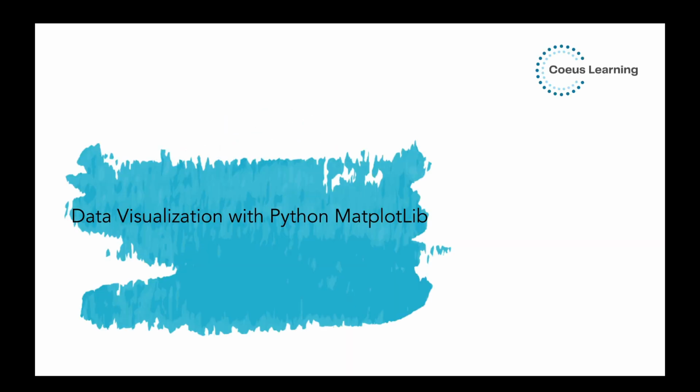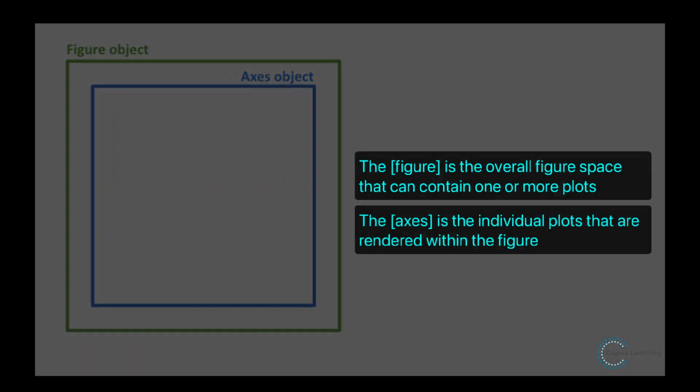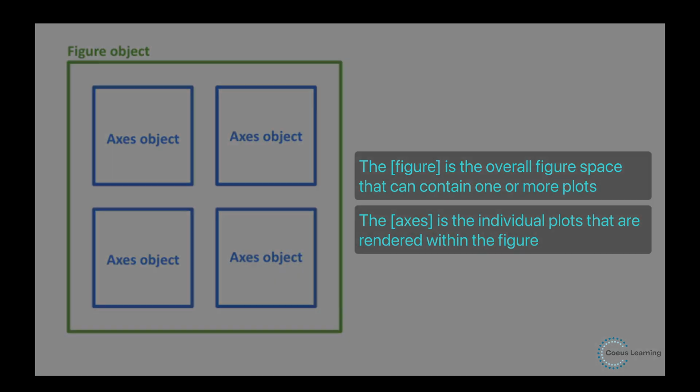Welcome to the Part 2 session on Matplotlib. In this video, we will look into plotting multiple plots. Recollect, from our Part 1 video, we discussed the primary objects of a Matplotlib plot. It has a figure object and one or more axis objects.